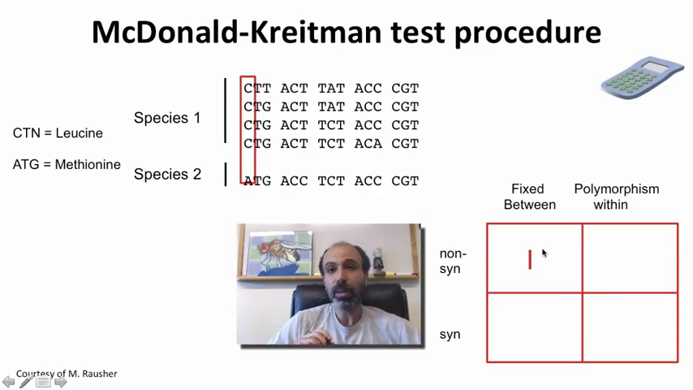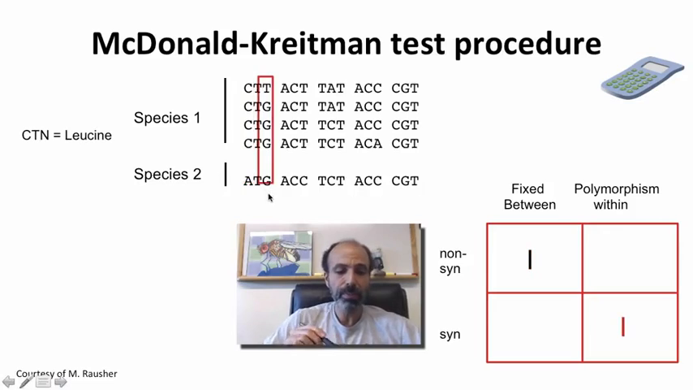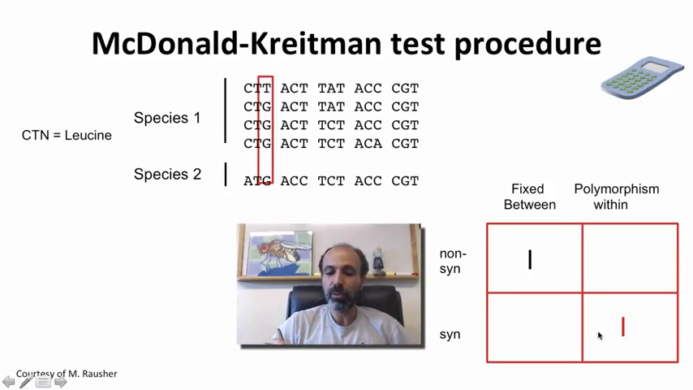We skip the next one because we're not going per site. We're just going to skip the next one and go to the third nucleotide site. In this case, we have a difference within species, but they all are making leucine. So this would be polymorphic within, right, and synonymous.